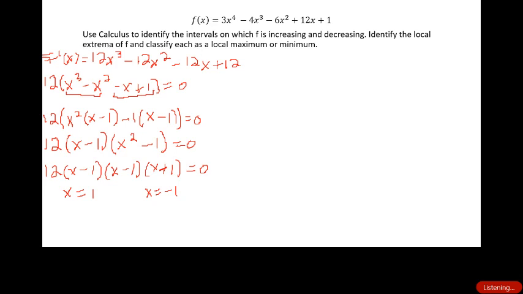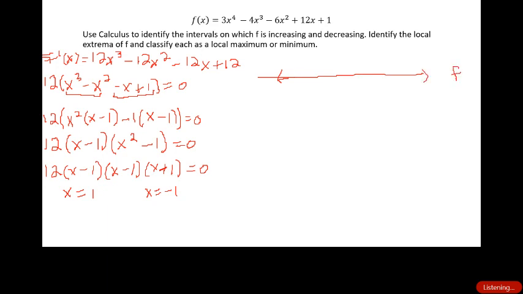These are the only points where increasing and decreasing could switch. These are the only points where minimums and maximums could occur. Without more information, we don't know any of that. We don't know whether these are minimums, maximums, or neither. So what we're going to have to do is look at the sign of the first derivative on either side of our critical points.